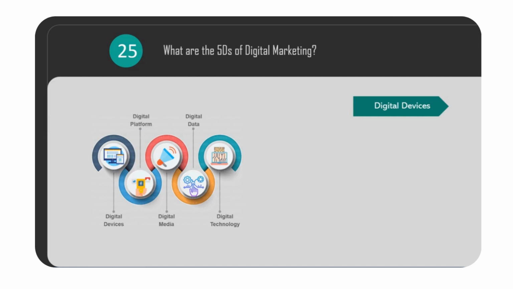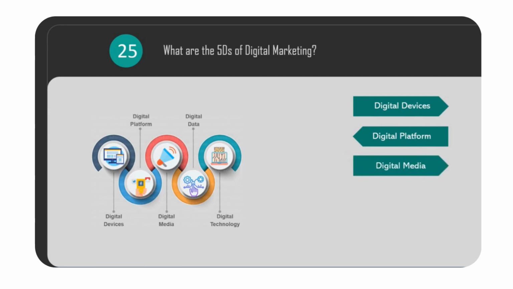The next D is digital platform. Most interaction on digital devices is through browser or applications from the major platforms like Google, Facebook, Instagram, Twitter, YouTube, LinkedIn, and so on. The next D is the digital media. Many different owned, paid, and earned communication channels try to reach and engage with your audience through the digital media.